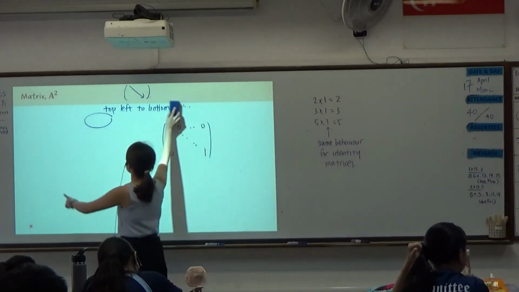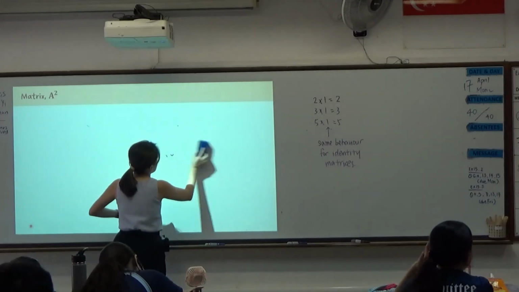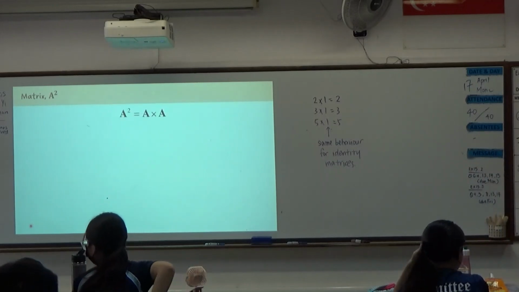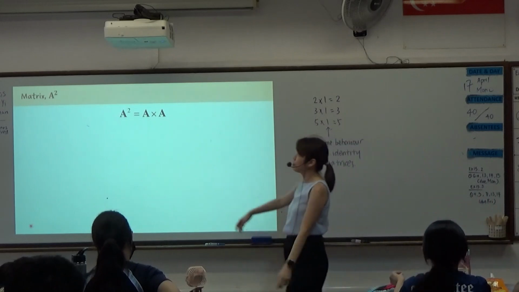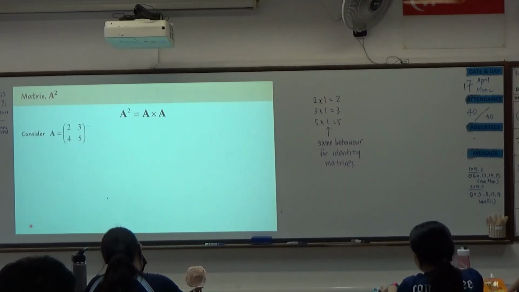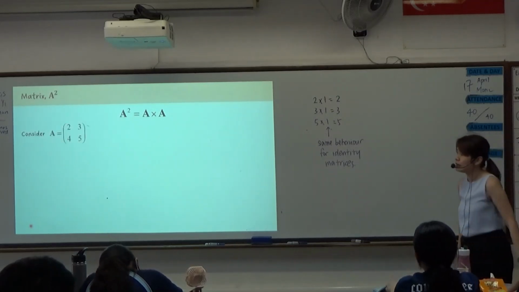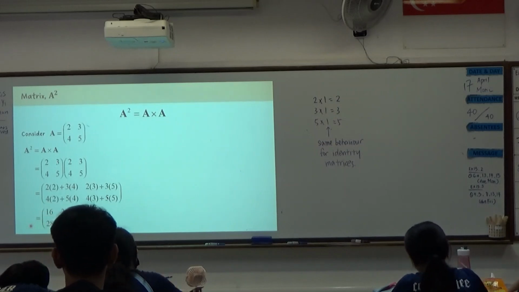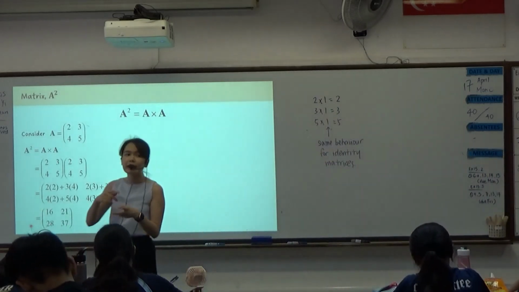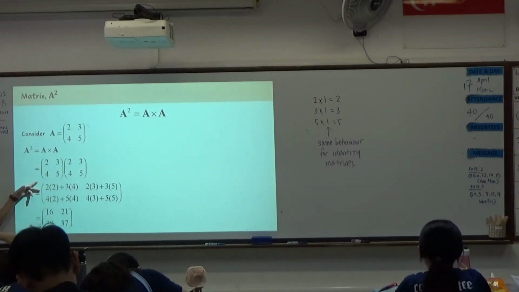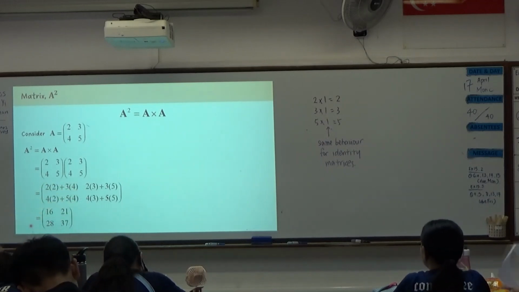What if I present my matrix A square? This is a part whereby many times people get confused. We must know that A square is referring to A times A. So we're multiplying one matrix by itself, twice. For example, if I have this matrix 2, 3, 4, 5, A square would mean 2, 3, 4, 5 multiplied with 2, 3, 4, 5. Then we do our matrix multiplication where I take this row, multiply this column, add them up together, find all the elements, and the result will be 16, 21, 28, and 37.